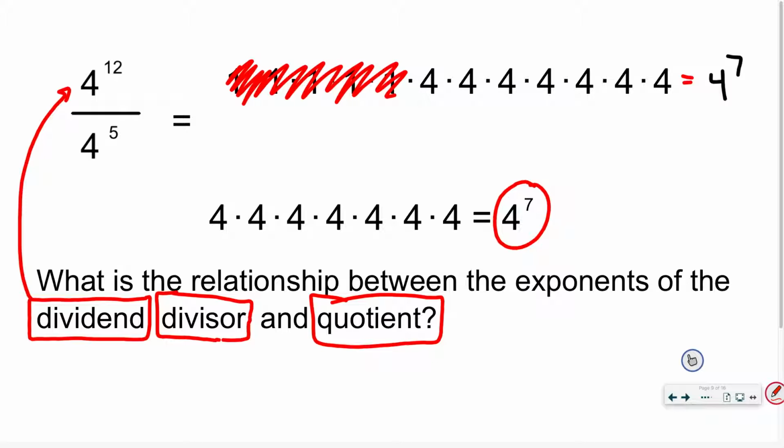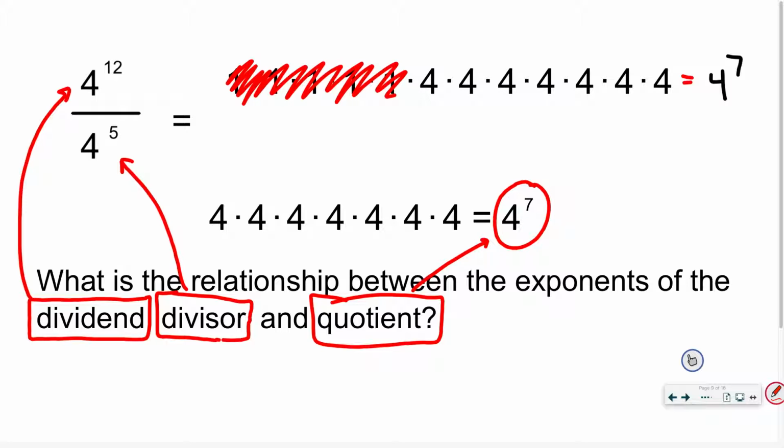Good. Which number here is the divisor? 4 to the 5th. And what by definition does our divisor do? So the 4 to the 12th, the dividend, is the number that's being divided. And then that divisor is the number that's doing the dividing. It's what's actually going to divide, which is 4 to the 5th. And then what about the quotient? The answer of our division problem, which here would be 4 to the 7th.